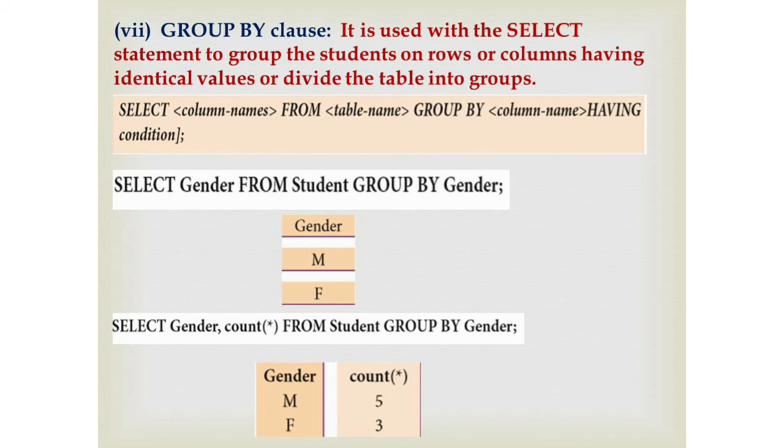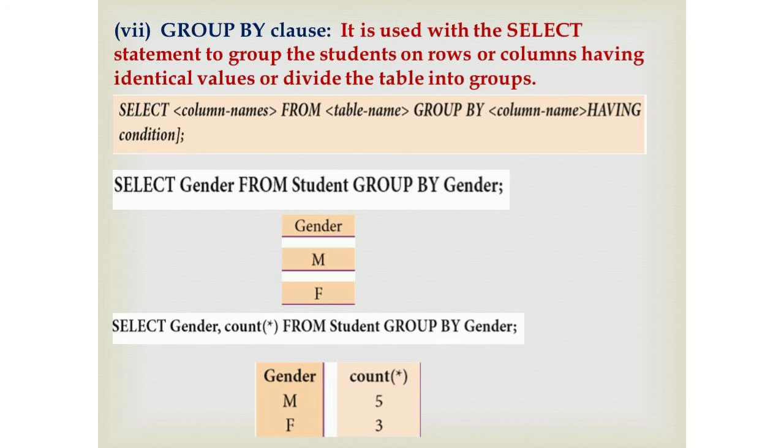The GROUP BY clause groups all the male students together and returns only a single row for it, M. Then it groups all the female students together and returns only a single row for it, F. Clear? For example, to count the number of male and female students in the student table, you can use this command: SELECT gender, COUNT(*). The star is used with the count to include the null values also. If you want to include the null values, you have to use this star.